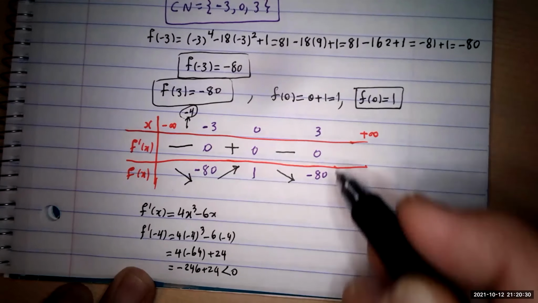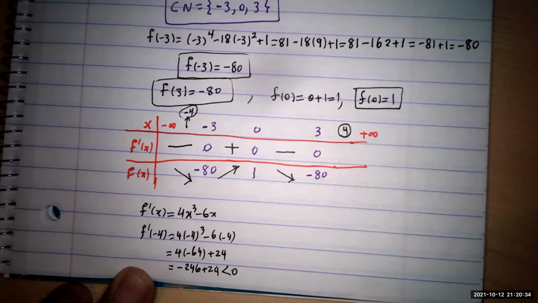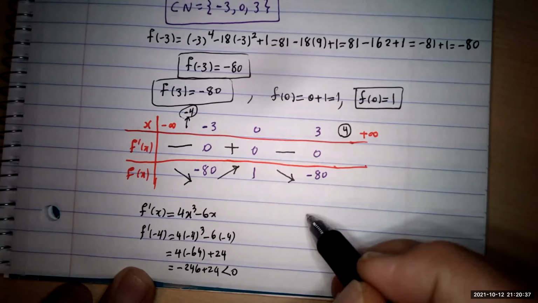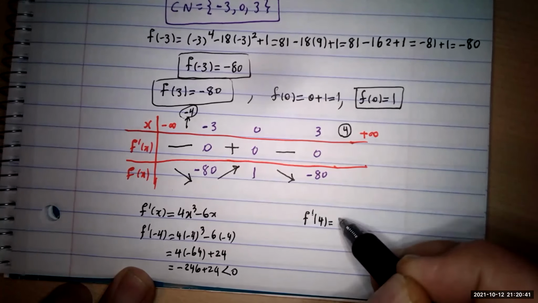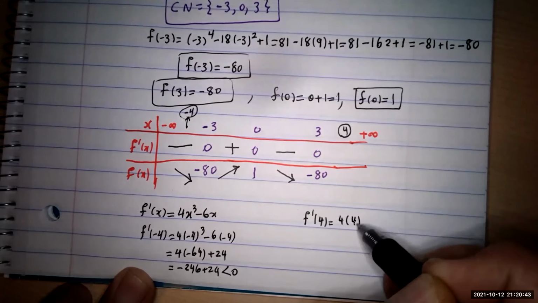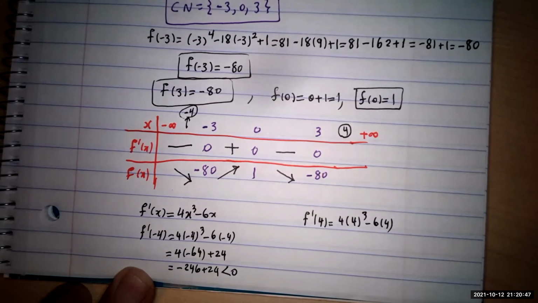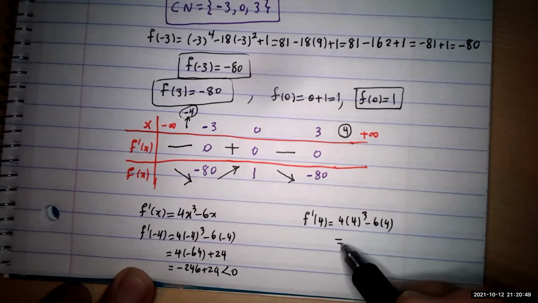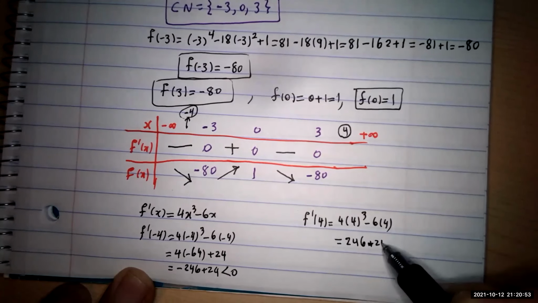Okay, and if you put the positive 4 here, you get the same thing. If you get a positive 4, you have to check f prime of 4. So that gives you 4 times 4 cubed minus 6 times 4. This would be positive this time, because that gives you 246 and 24, minus 24. Isn't it?